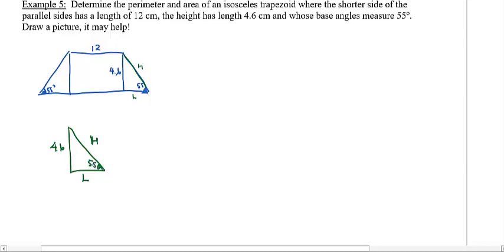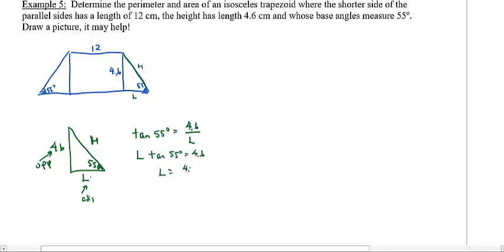Okay? So let's figure out L first. L would be the adjacent side. If I look at the 55 as my target angle, so adjacent, and 4.6 is opposite. Opposite over adjacent, yeah, tangent 55 equals opposite 4.6 over adjacent, which is L. We'll multiply both sides by L.